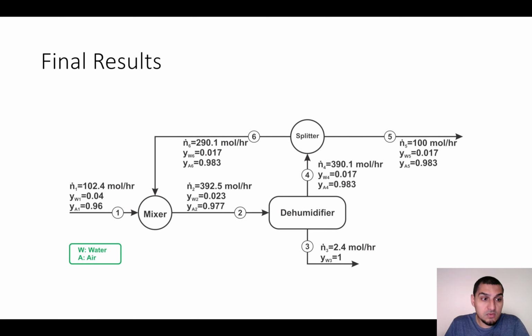Starting the next video, we will start a new topic, which is a very important topic, which is the mass balance on reactive systems. You will see if we have a reaction or a reactor, how can we include the reactions, and we can include the terms for generation and consumption that we mentioned in the beginning of this chapter.